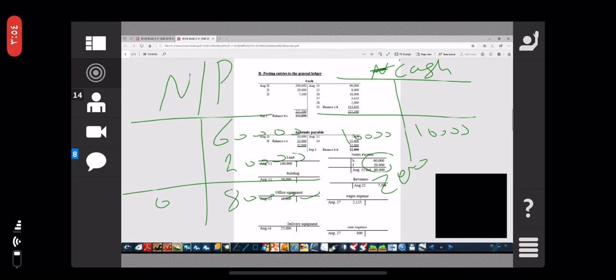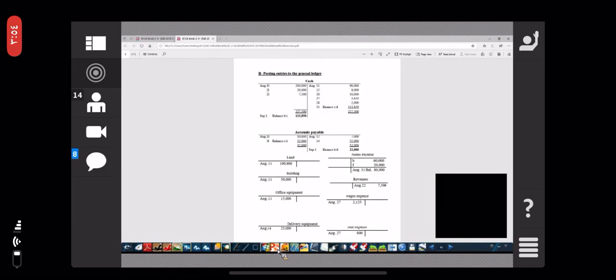Okay. After that, you need to prepare the trial balance. What does trial balance mean? It is a summary of the posting. For the trial balance, you need to open items, or you can write account name, debit, credit. Just you will return back for each account.